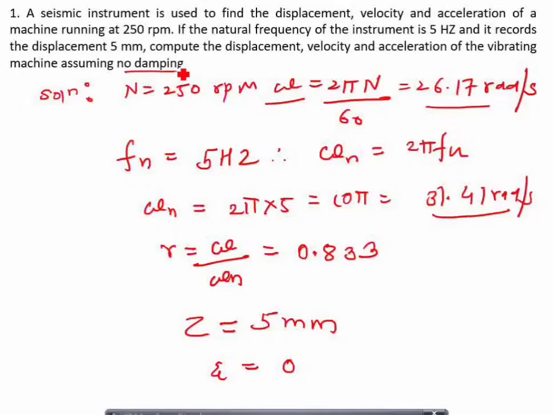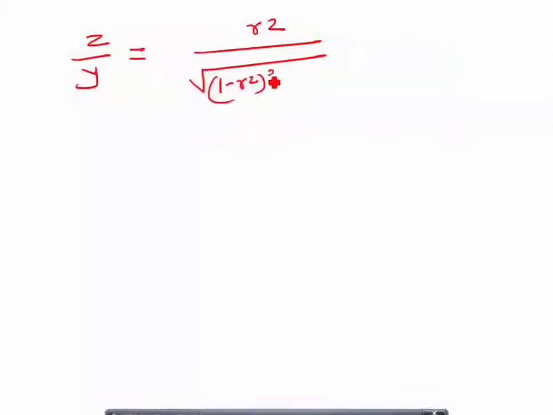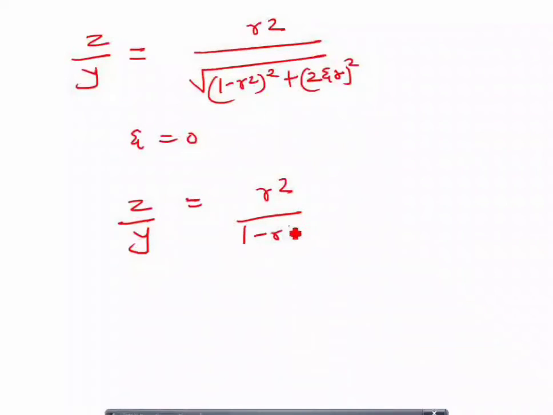Assuming no damping, let us write down the ratio of recorded motion upon exciting motion, which is equal to Z upon Y is equal to r square upon square root of (1 minus r square) whole square plus (2 zeta r) whole square. Now zeta is equal to 0. So this formula gets modified as r square upon 1 minus r square. Now Z they have given, I will write it in mm only.